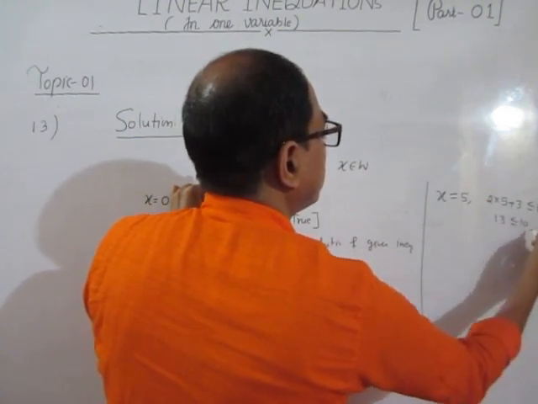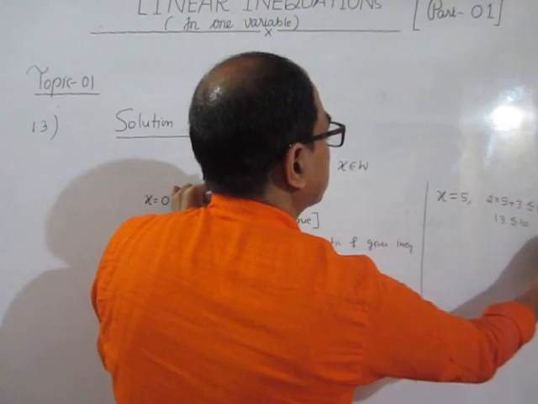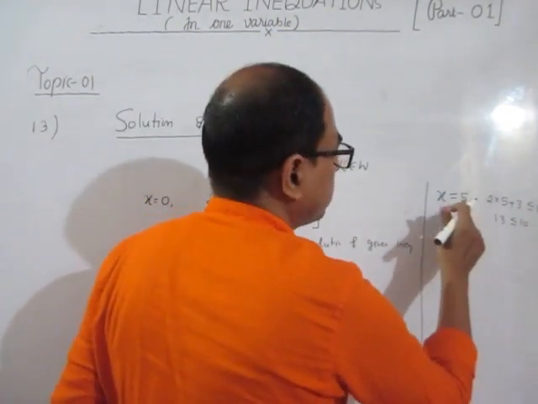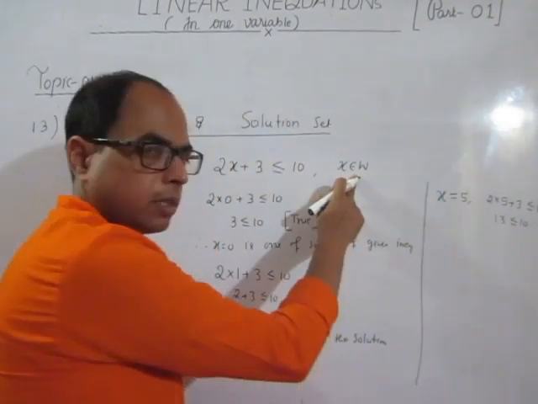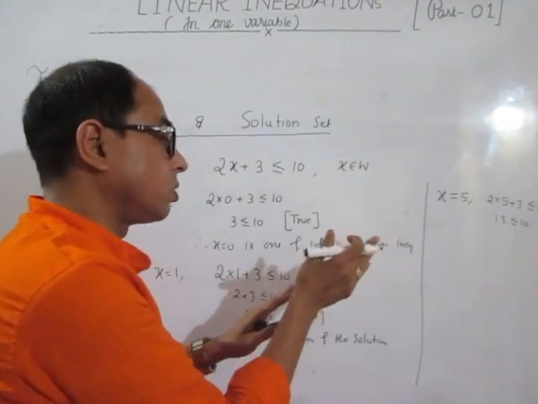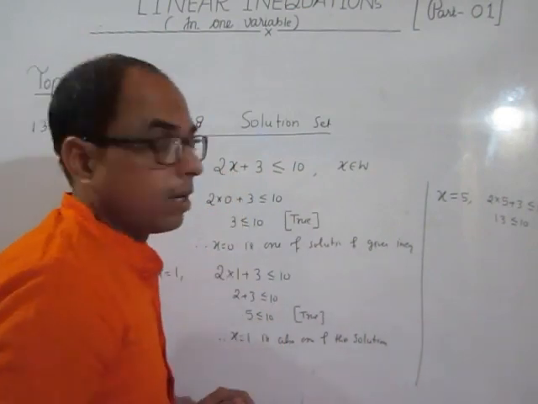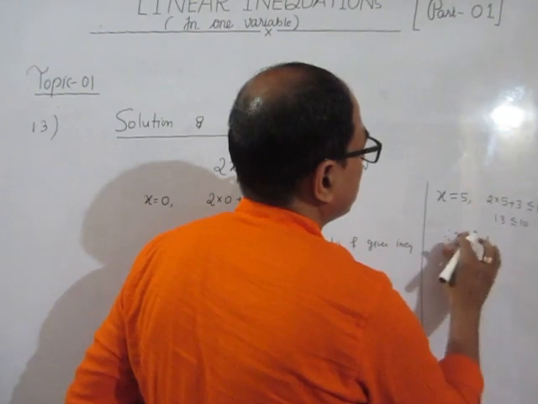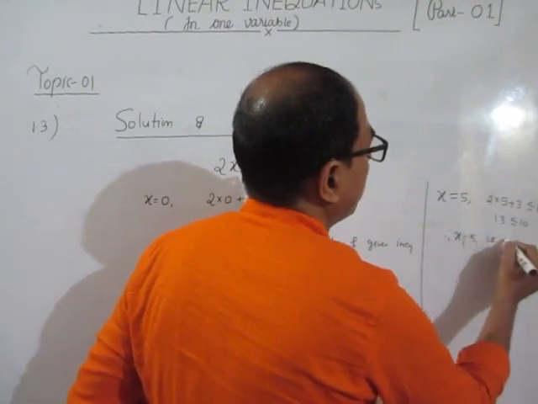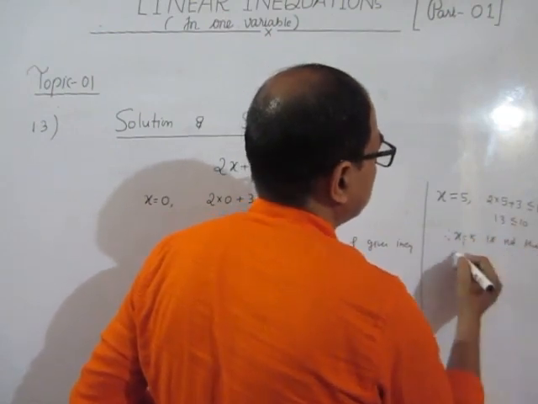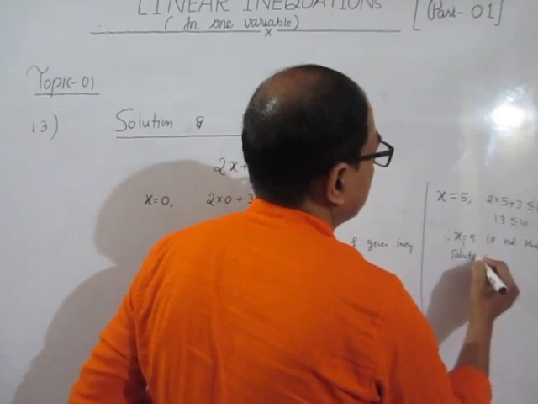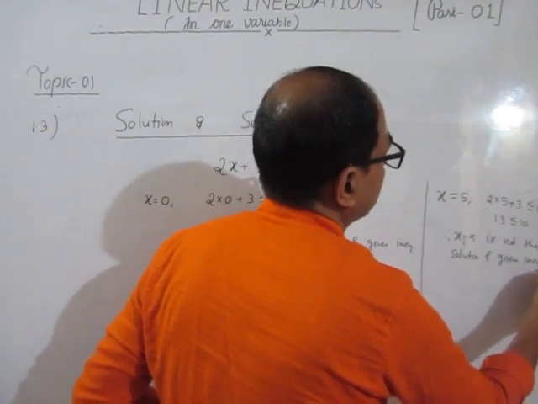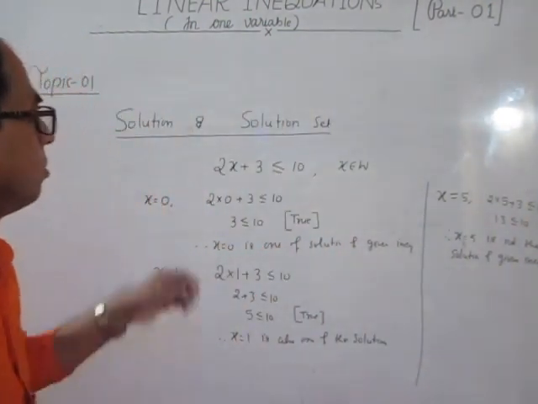Is it true or false? Of course it is false, because 13 is not less than 10. So this number belongs to this replacement set, but this number does not satisfy the given inequation. So that's why x equal to 5 is not a solution of the given inequation.